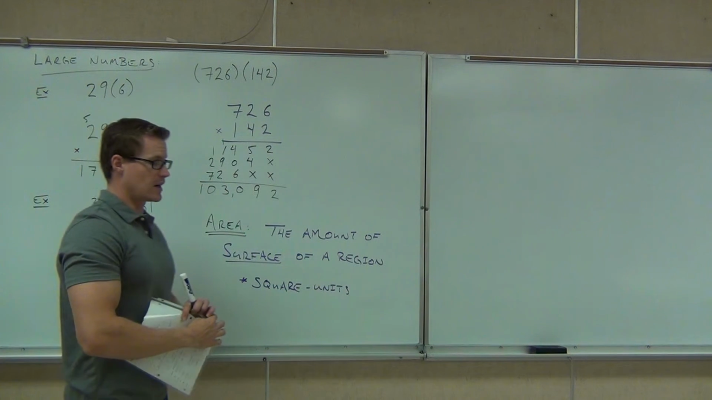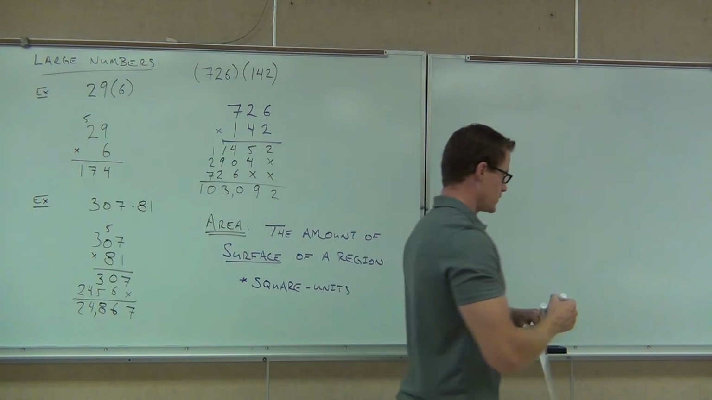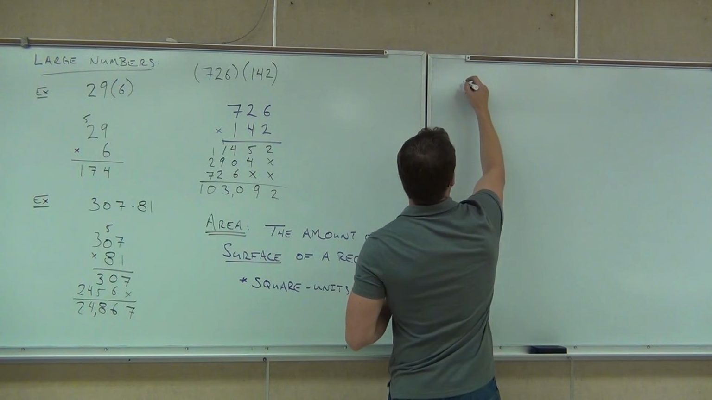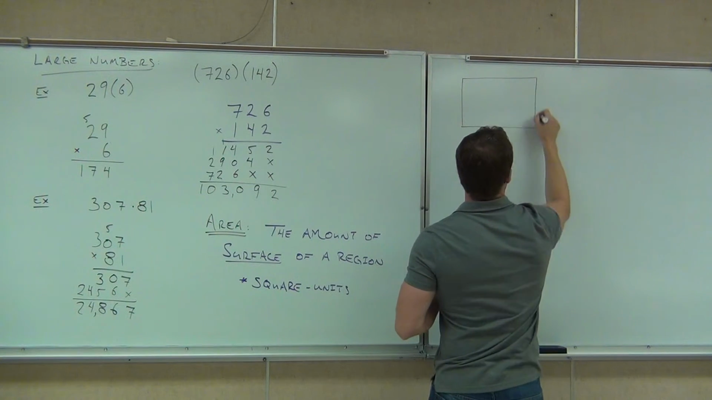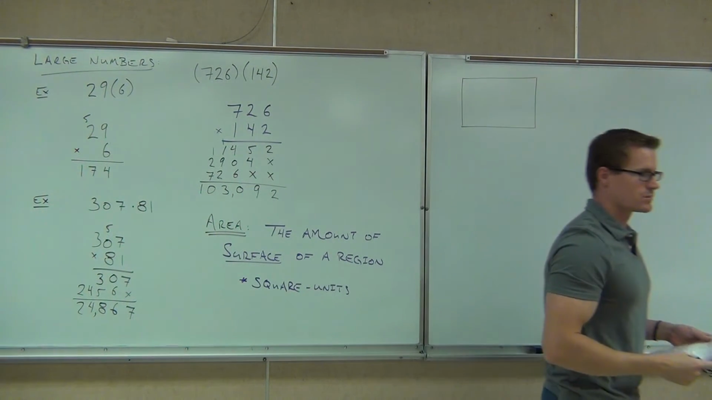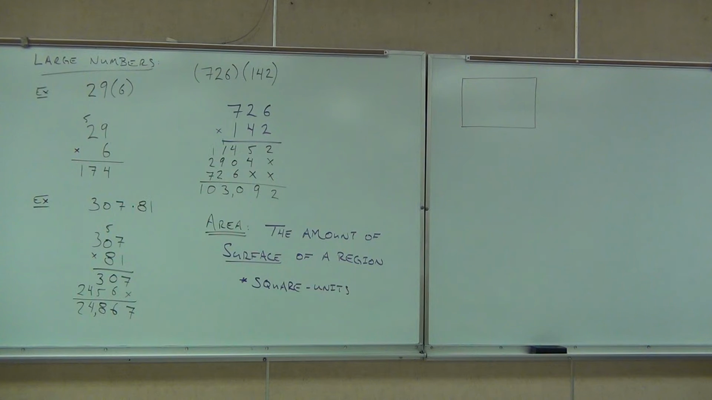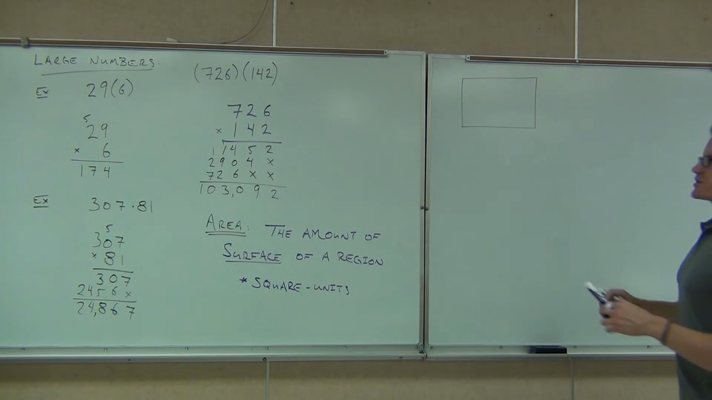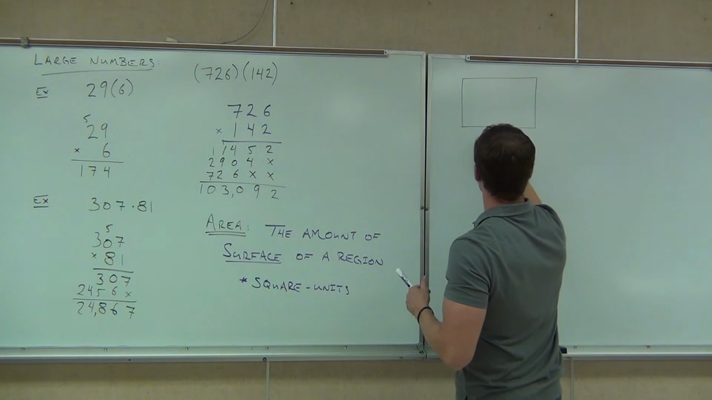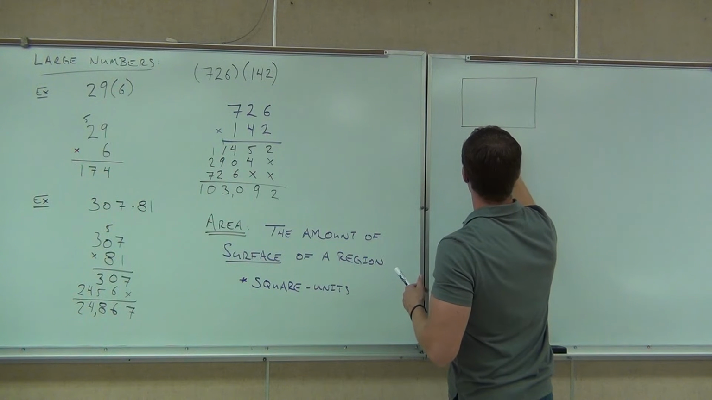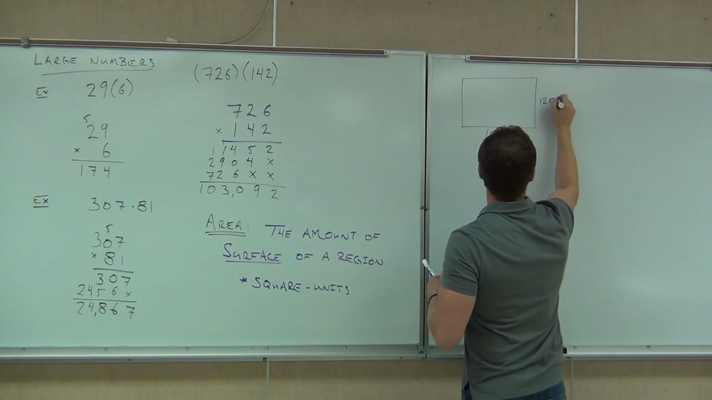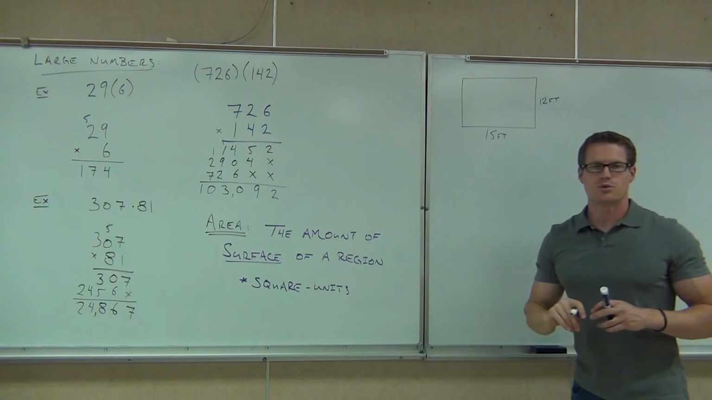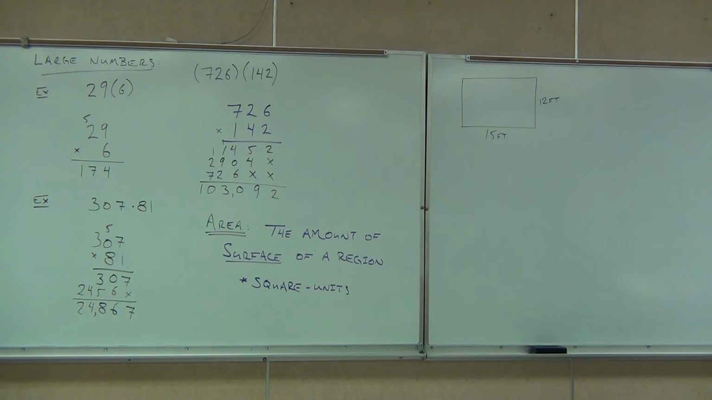Now, let's see if we can figure out how to find the area of some certain figures. What happens if your room is, well, rectangular in shape? Let's make sure that's a rectangle. What would happen if your room is, let's say, 15 feet by 12 feet? Your room is 15 feet by 12 feet.